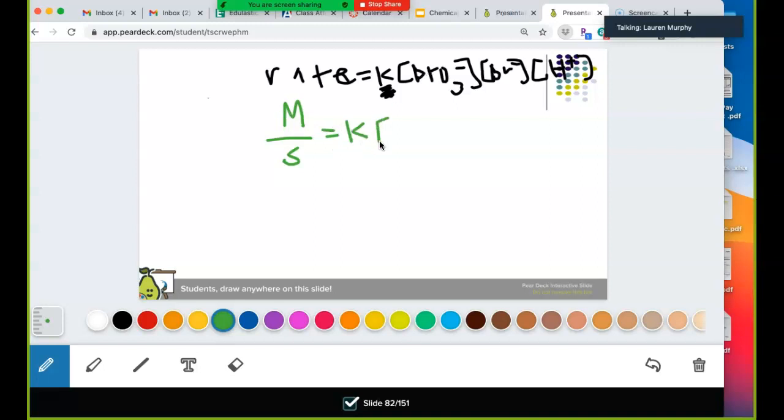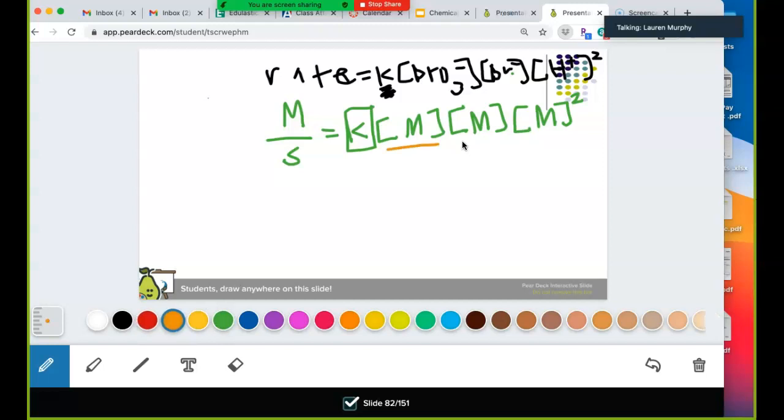What are the units for concentration? Molarity. What are the units for concentration? Molarity. What are the units for concentration? Molarity. But don't forget your H plus. There's a 2 up here. So this matters. So I got to get K by itself. So I divide everything by these guys.